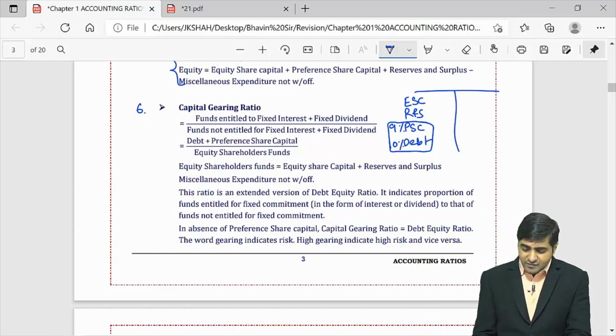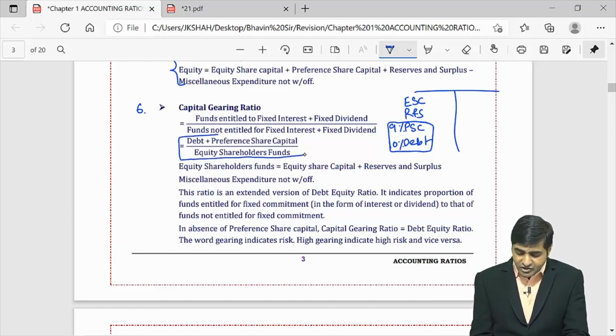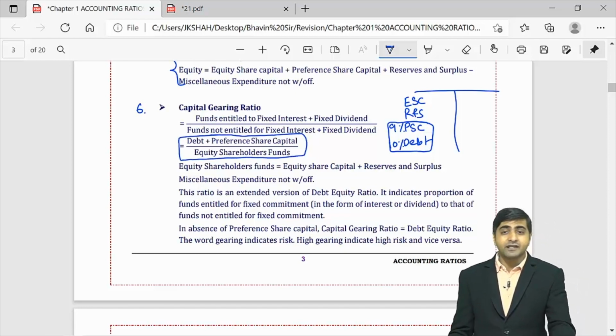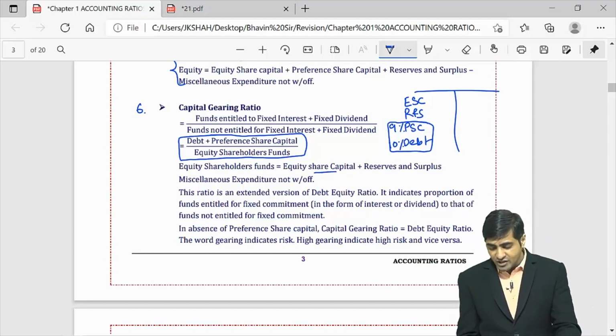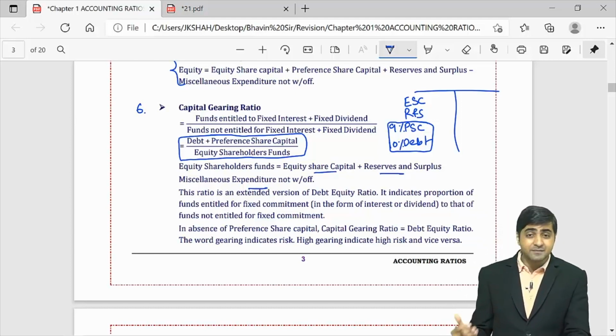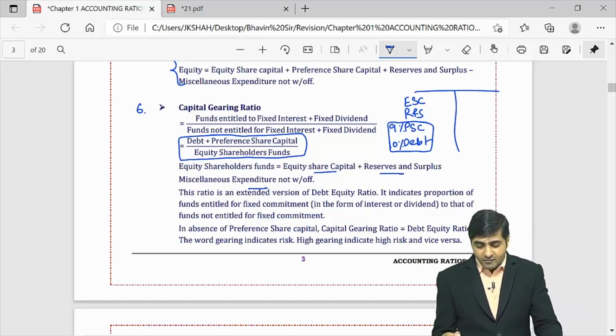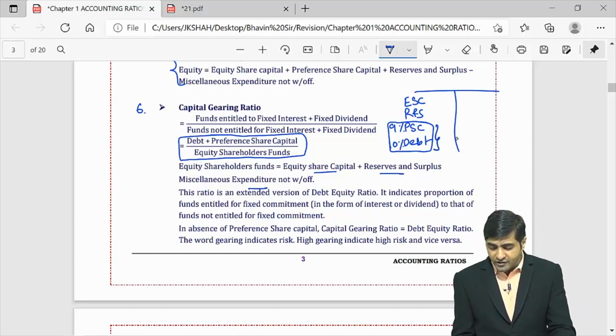Okay, so guys, that's why we have debt plus preference share capital, which we need to divide by equity shareholders funds, and your equity shareholders funds is equity share capital plus reserves and surplus minus miscellaneous expenditure not written off, because you know that these two are your fixed income bearing securities, and guys, these two are your non-fixed income bearing securities.